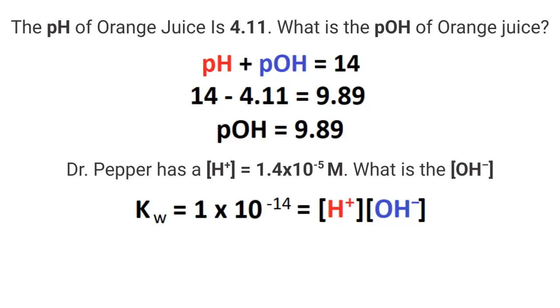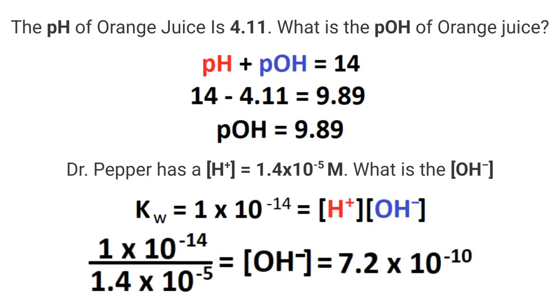Our second example, Dr. Pepper has an H plus concentration of 1.4 times 10 to the negative 5 molar. What is the OH negative? So using that second equation, we can plug in our H plus. We have to get OH, which is what we're missing, on its own. So we have to move the H plus over. We do this by dividing. So 1 times 10 to the negative 14 divided by our 1.4 times 10 to the negative 5, and that gives us our OH negative concentration, which is 7.2 times 10 to the negative 10.